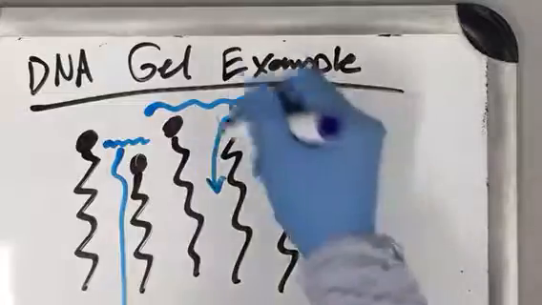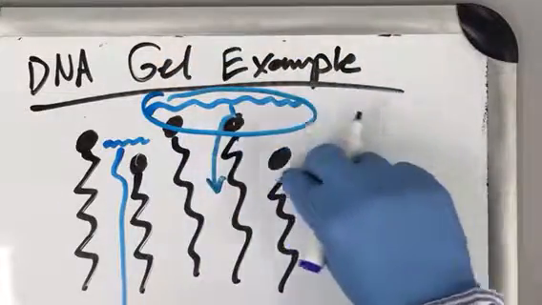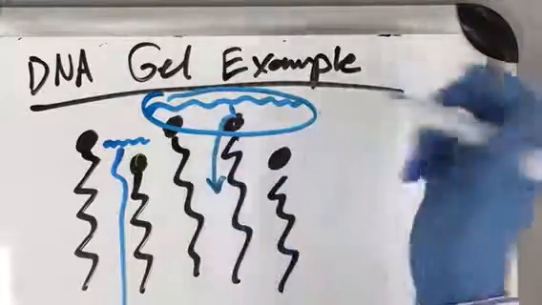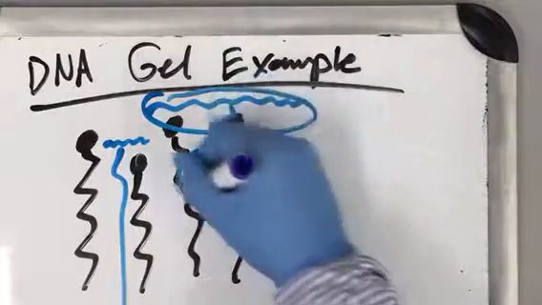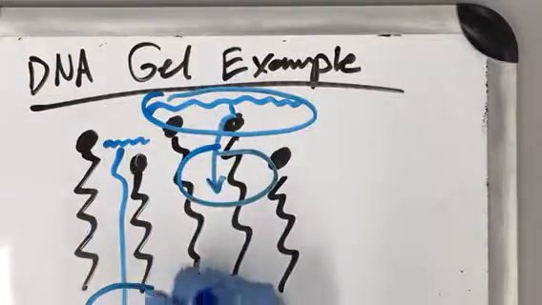So in this case, the larger DNA molecule, it just can't fit past these little sugar molecule chains that the gel is made of, and it just gets stuck here, while the smaller molecules can speed right through in between the sugar molecules down there.